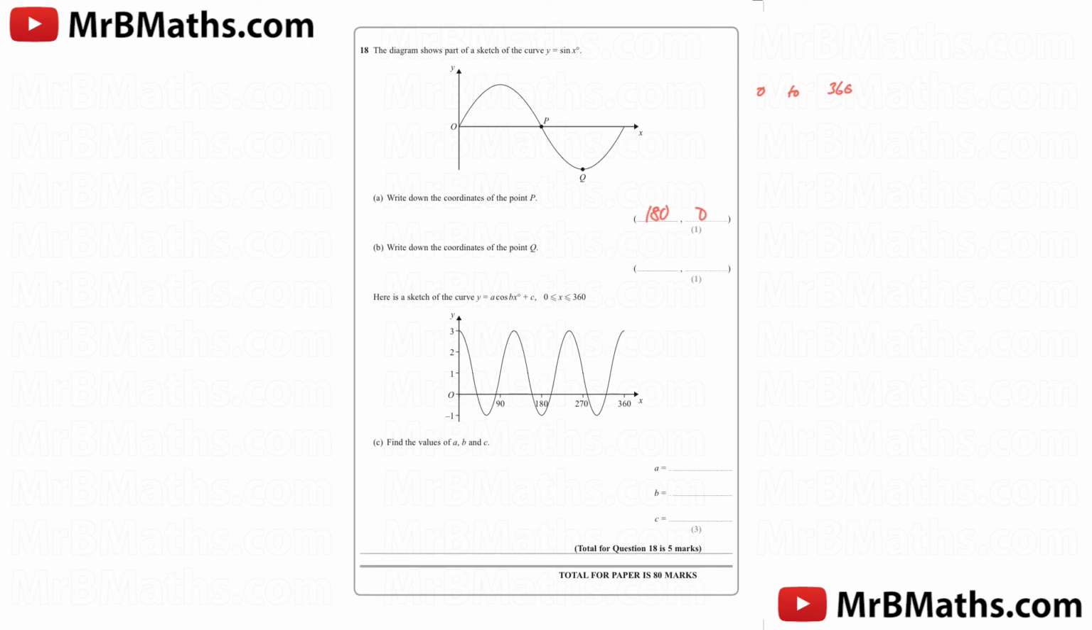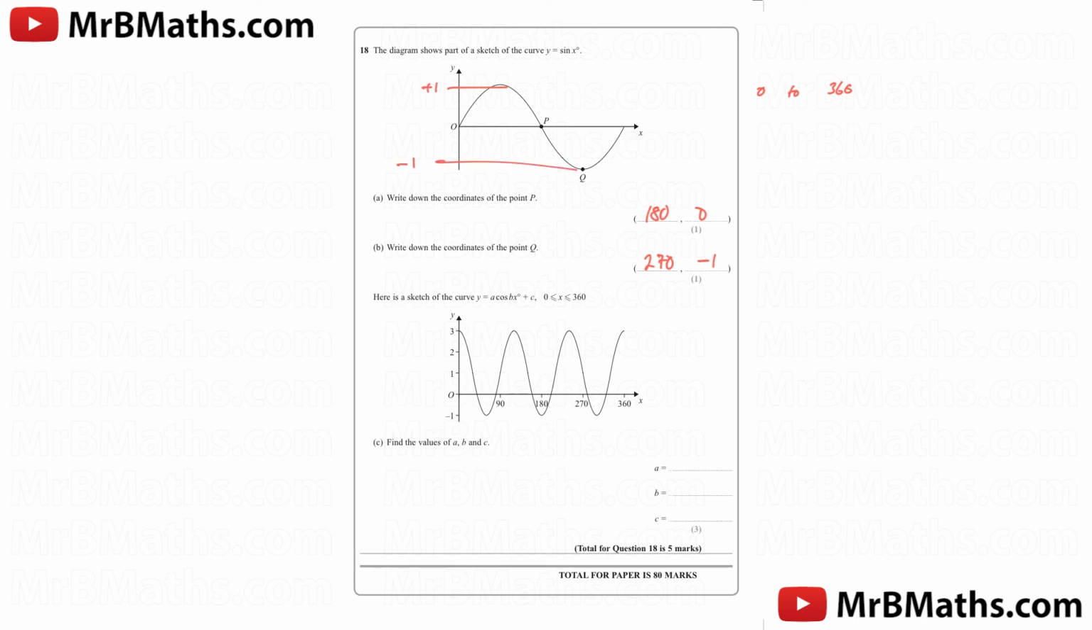Now if I look at part B, it says write down the coordinates of point Q. Well, if 180 is here and 360 is here, the other value is 270, so that would be 270, negative 1. Okay, so it goes up to positive 1 and negative 1.